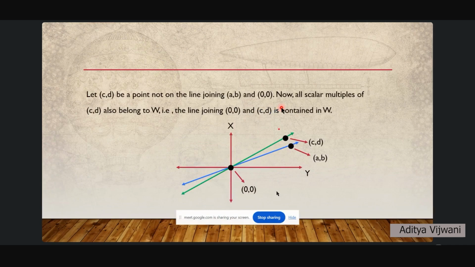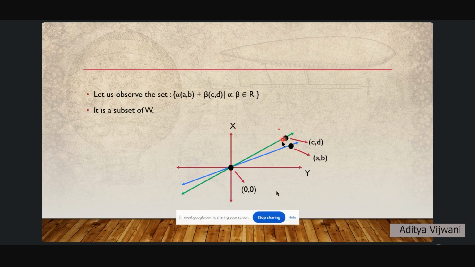So now for CD, again we take a line which passes through CD and the origin. And we also see that all the scalar multiples of CD will belong to W. That is, the line joining 0, 0 and CD will be contained in W. We are saying this on a very similar basis to how we did for AB. For AB, like we just discussed, the line joining AB and 0, 0 will be a subspace. Similarly, for CD also, it belongs to W. It's a subspace.